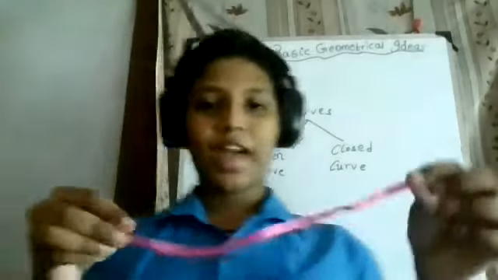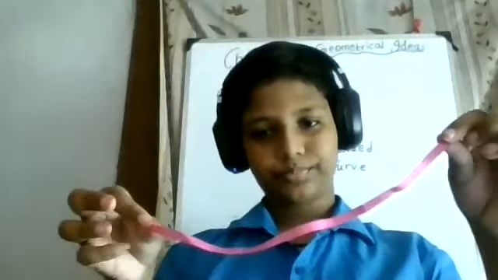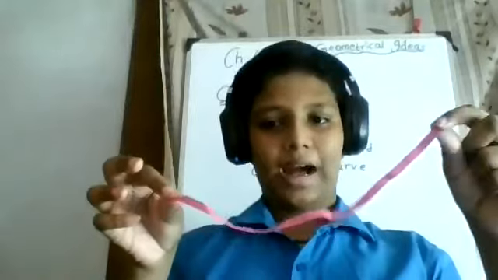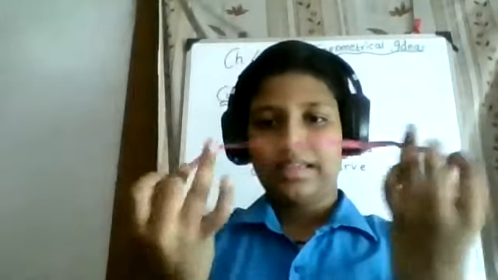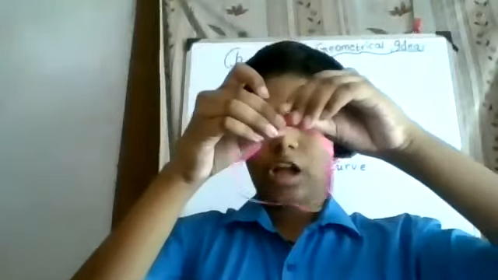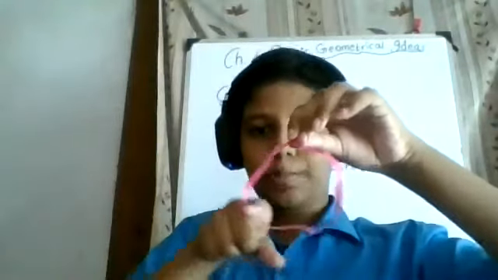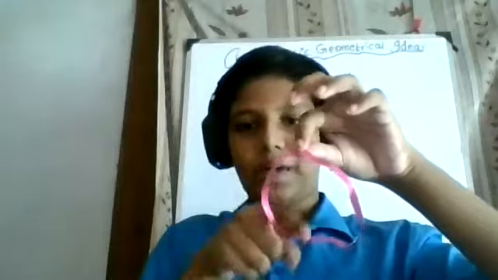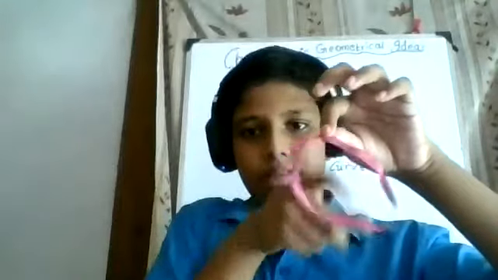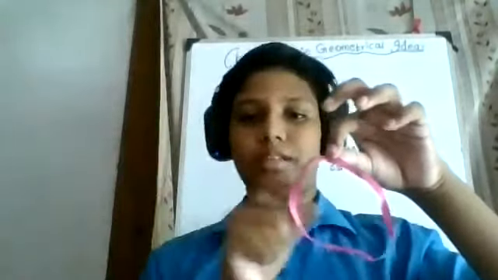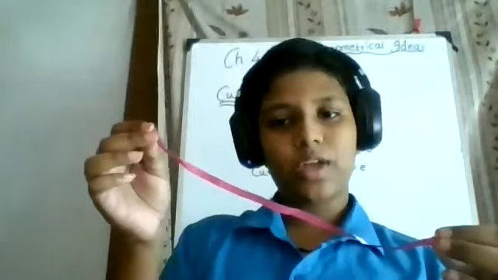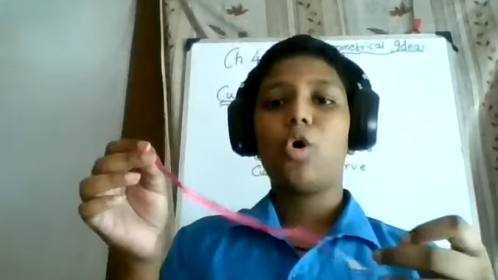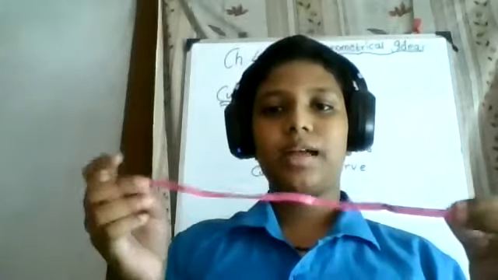Now I hold it like this. This is a curve, and this is also a curve only. It has no proper shape. It's a curve and it is closed. It's not open on any side, so this is known as a closed curve. And like this, this is also a curve, and this is known as an open curve.